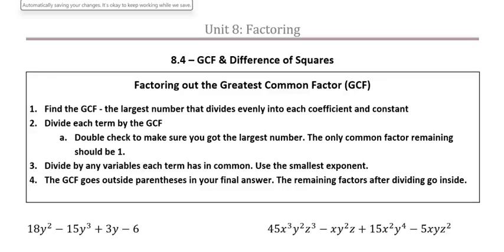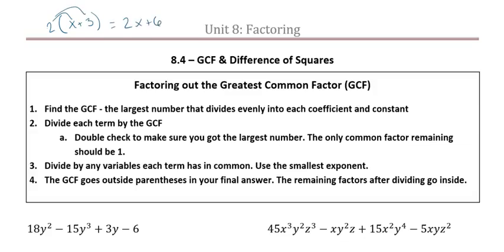8.4, we're going to learn how to factor, and the first thing we're going to look at is a GCF, or greatest common factor. Now, factoring is like the opposite of distributing. So if I have something like 2 times x plus 3, and I would distribute, that would be equal to 2x plus 6. For factoring, they're going to give me the 2x plus 6 originally, and they want me to make it look like that. Okay, so it's like the opposite of what we have been doing.